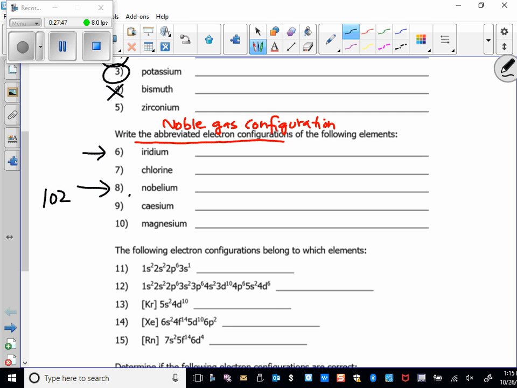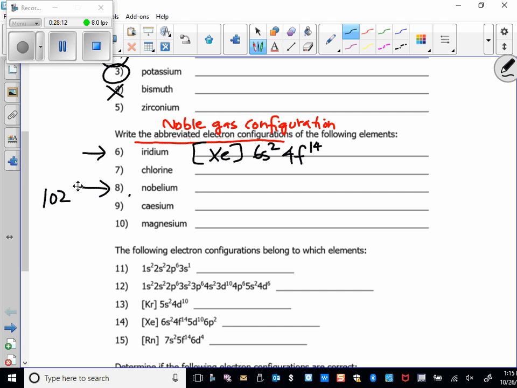Iridium is 77 on the periodic table. So what will you start with? Xenon. Very good. What follows xenon? 6s2. Very good. Then 4f. Good job, Harry.